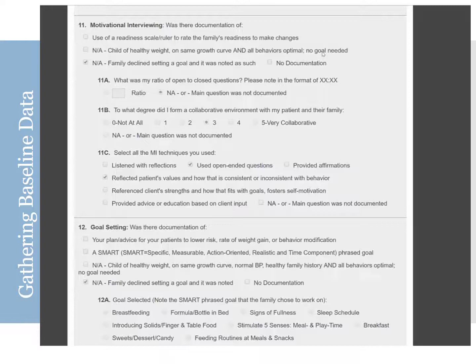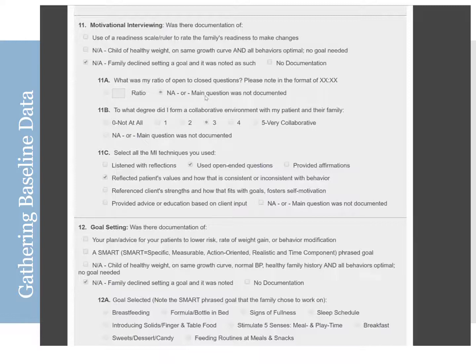Or you've gone through the motivational interviewing process with the family, may not have documented the use of the scale or ruler to see how ready they were to make changes, but the family declined setting a goal, and you noted that. So you attempted, but there wasn't a response from the family. So NA is an applicable option here. Overall, too, if you didn't have the use of the readiness ruler but did set a goal with the family, you'd select no documentation.